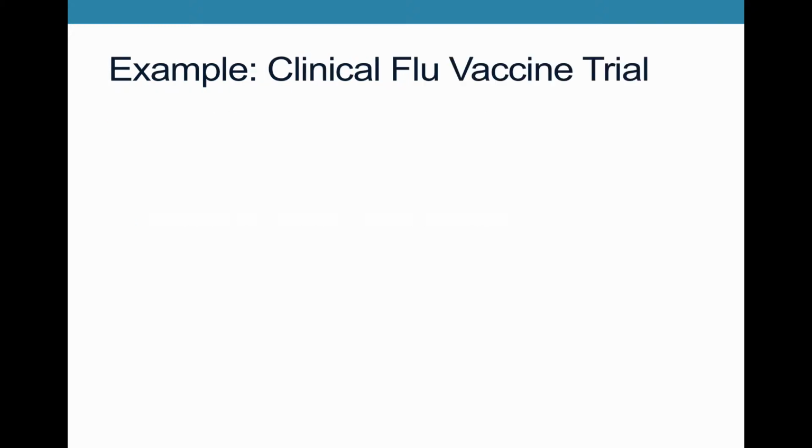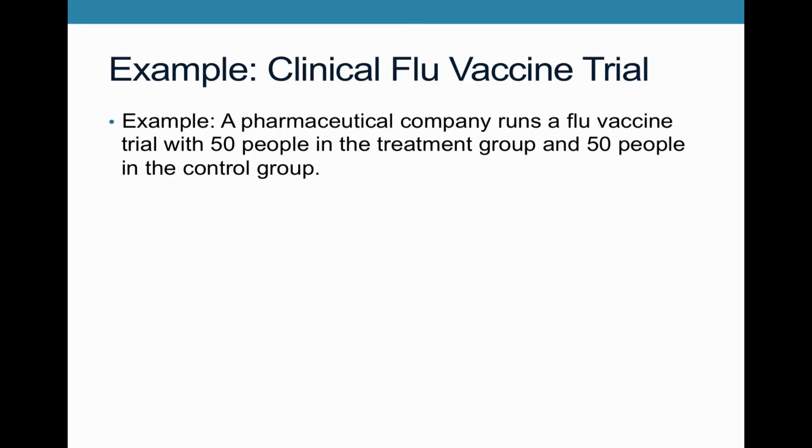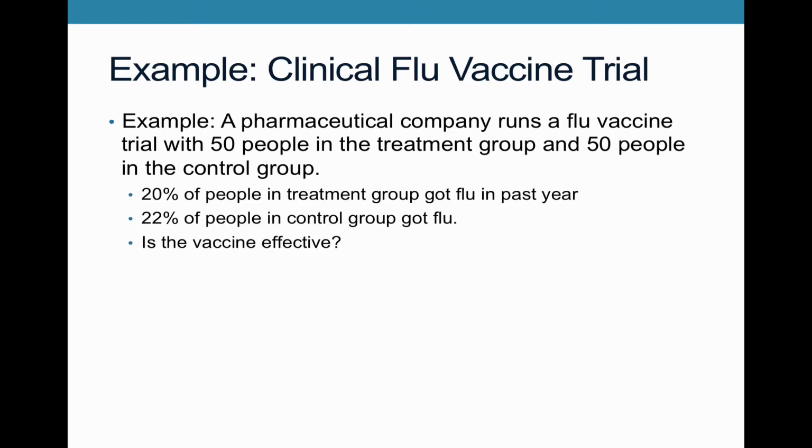So imagine that you're doing a clinical flu vaccine trial. This is a pharmaceutical company and they are developing a new type of flu vaccine. So they run a trial that has 50 people in the treatment group and 50 people in the control group. The people in the treatment group received the vaccine, the people in the control group received some sort of placebo. All right. So the question is whether this is effective.